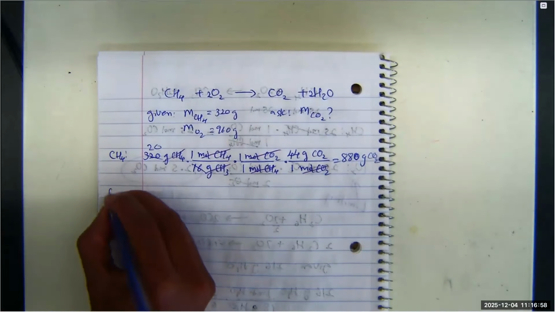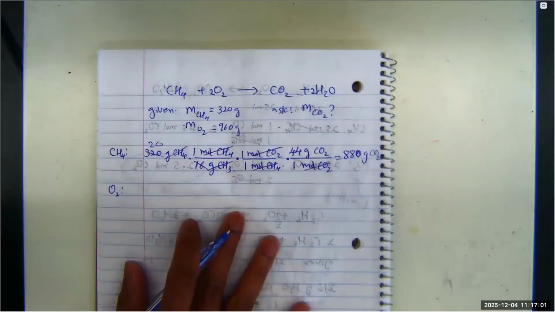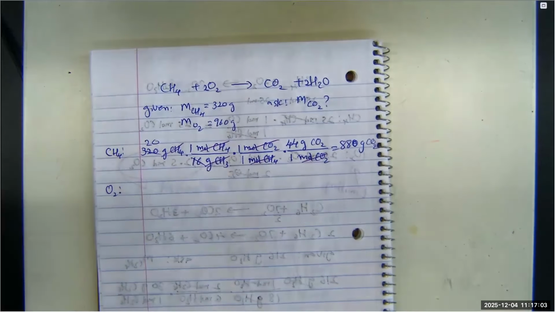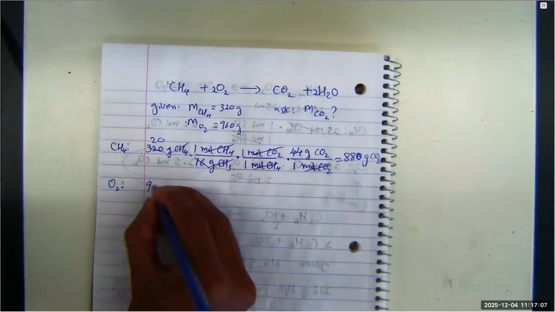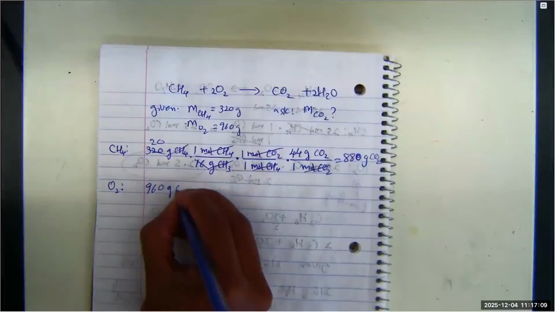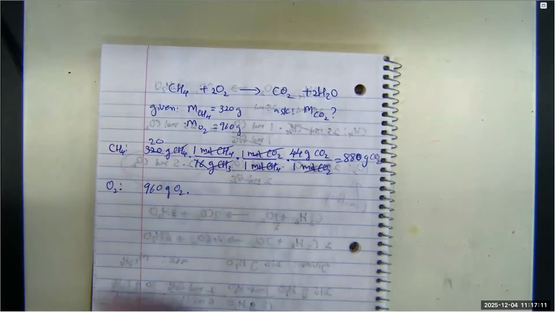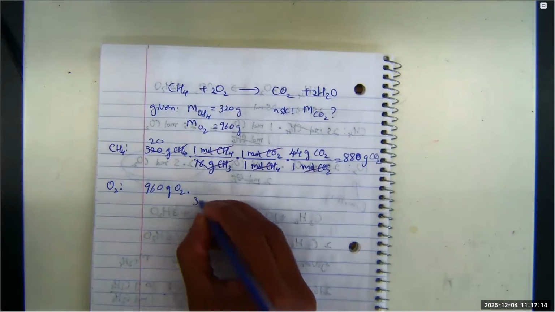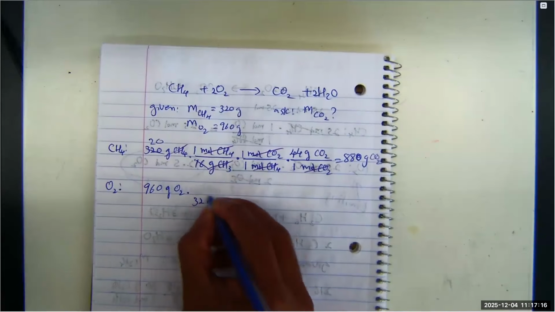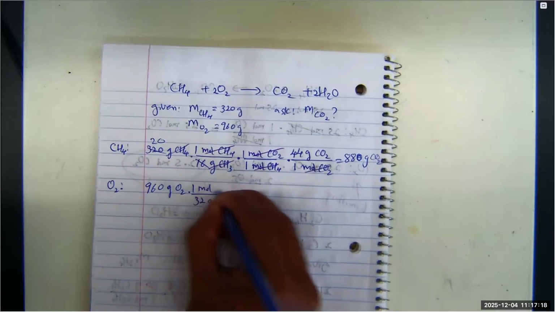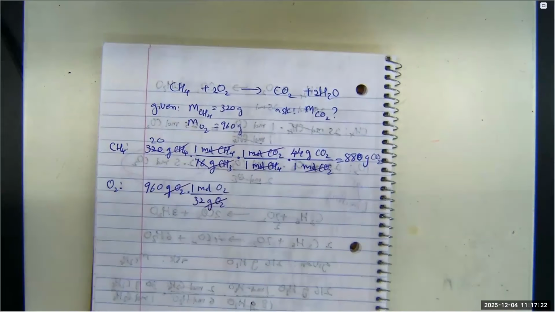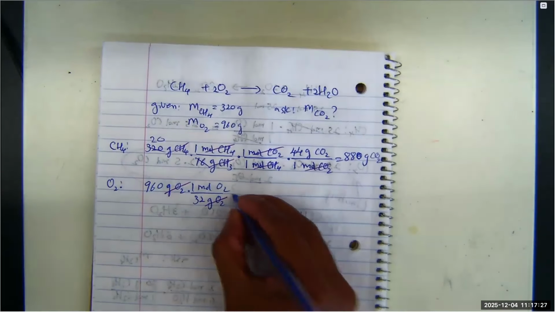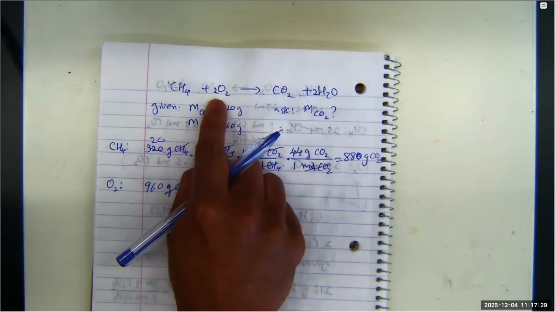Now, we have to do another one of these, assuming O2 as our limiting reactant. If O2 was our limiting reactant, we just run with O2. We are given 960 grams of O2, but I don't want grams of O2. I'm going to get rid of that. I know 32 grams of O2 is 1 mole of O2. Why did I do that? So that I can cancel out the grams of O2. I'm going to end up with moles of O2. I don't want moles of O2. I want to get rid of that.